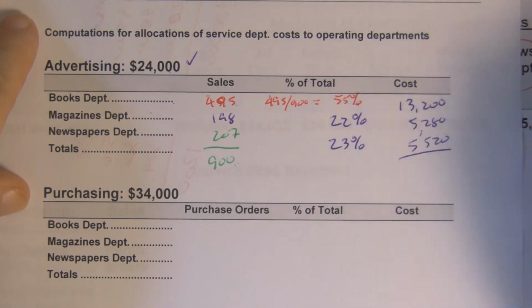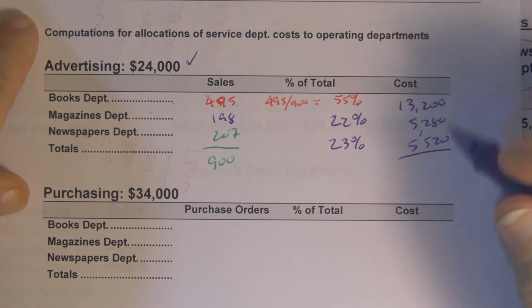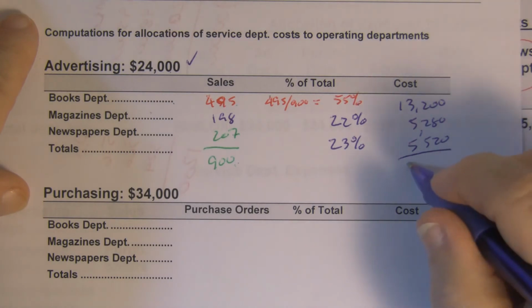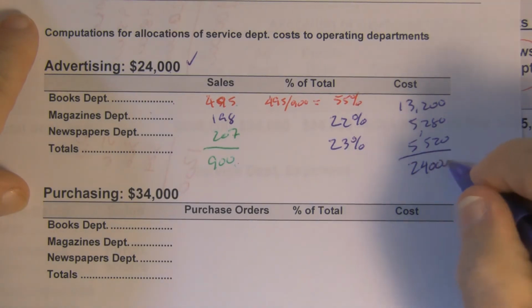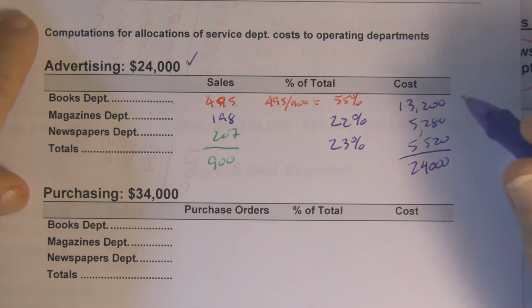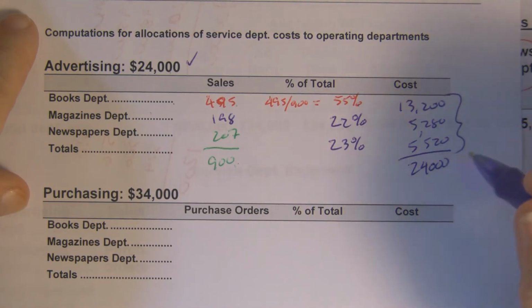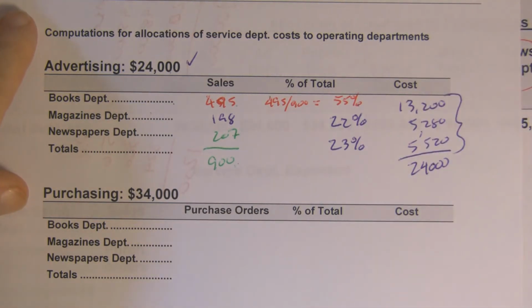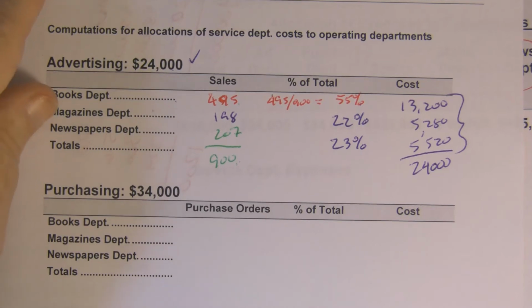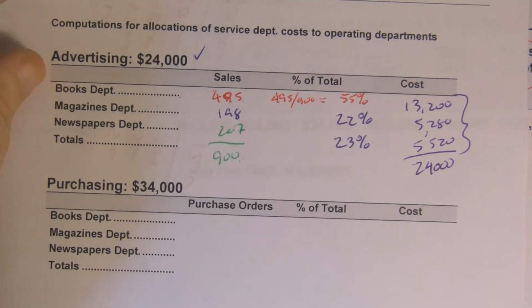Now, just because I'm doing this math on half of one cup of coffee, I'm going to add that up to make sure, and it does indeed add up to 24,000. So these are the costs that we're going to allocate to the various departments for advertising.